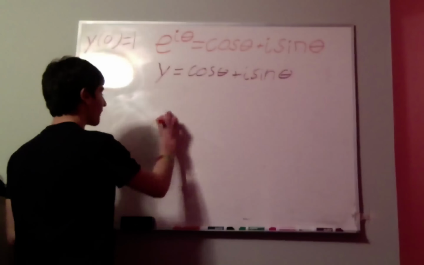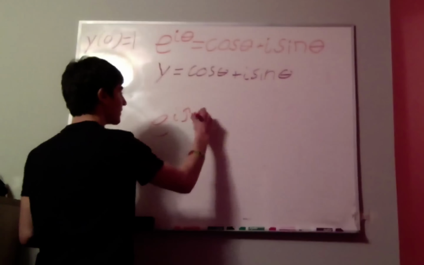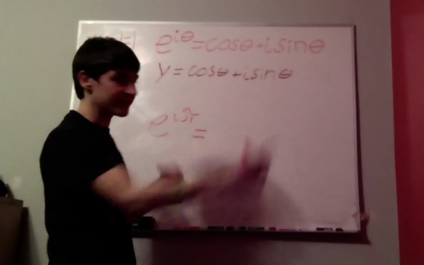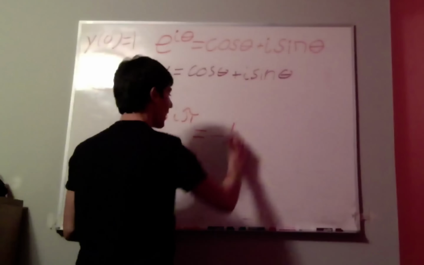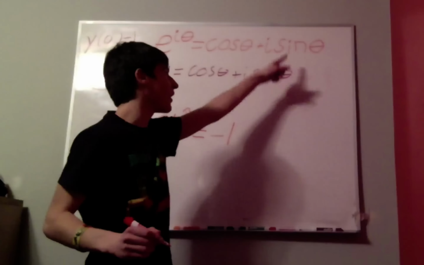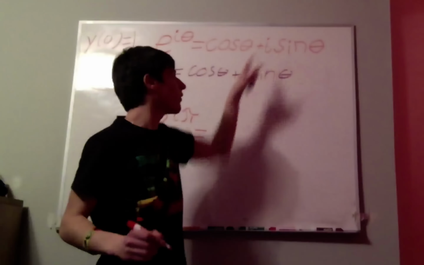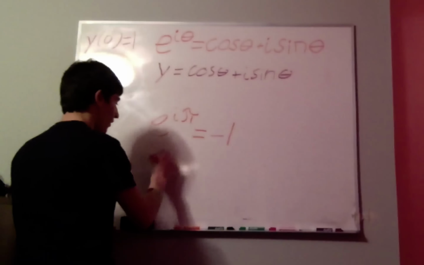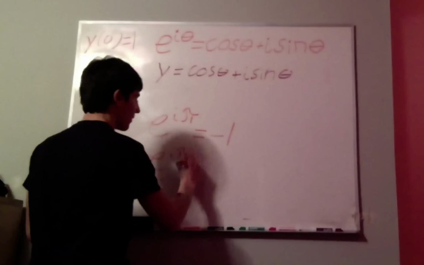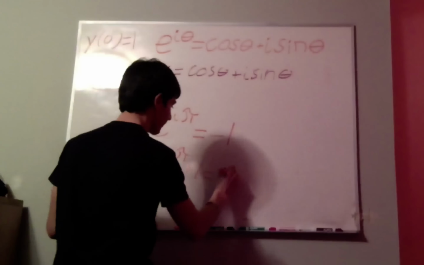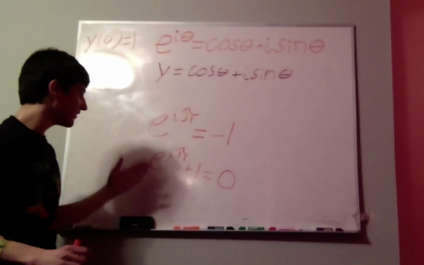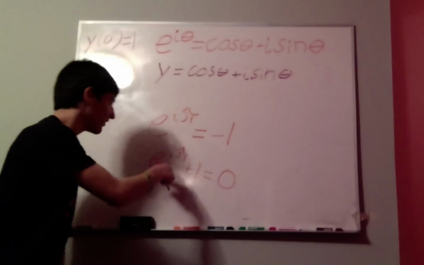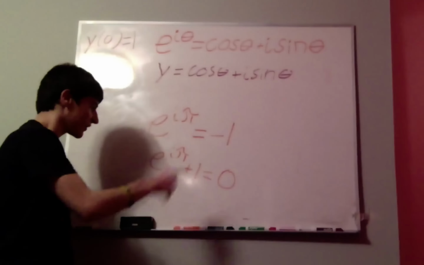So on the left side we have e to the i pi equals cosine of pi, which is -1, and then i times the sine of pi. Well, sine of pi is 0, i times 0 is 0. So e to the i pi is equal to -1, or e to the i pi plus 1 is equal to 0.